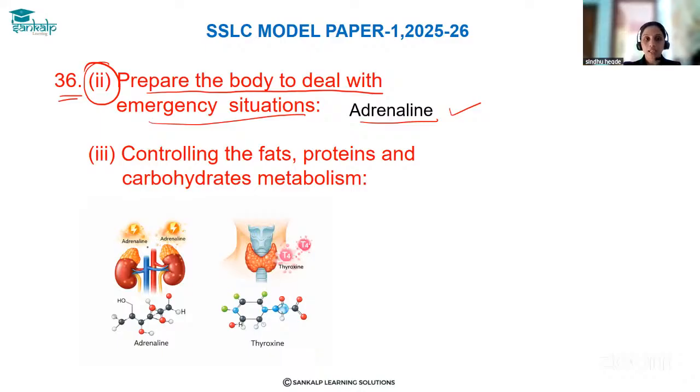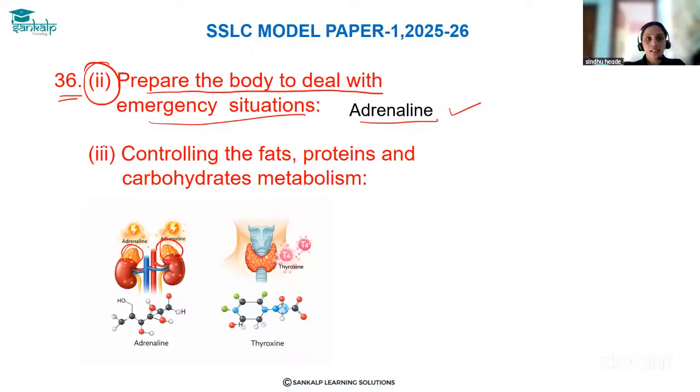See, this is the adrenal gland, right? This is the adrenal gland. It produces the adrenaline hormone. The hormone adrenaline is produced from the adrenal gland. This hormone helps to prepare the body to deal with the emergency situations.